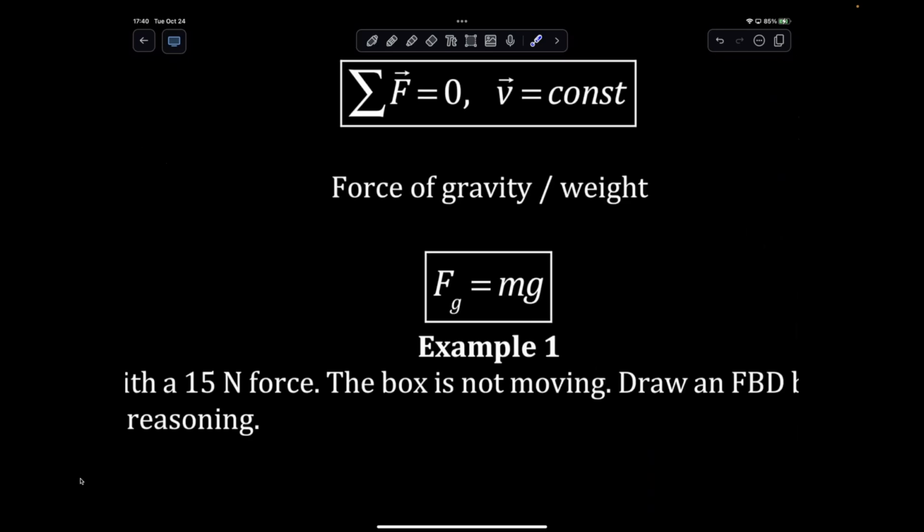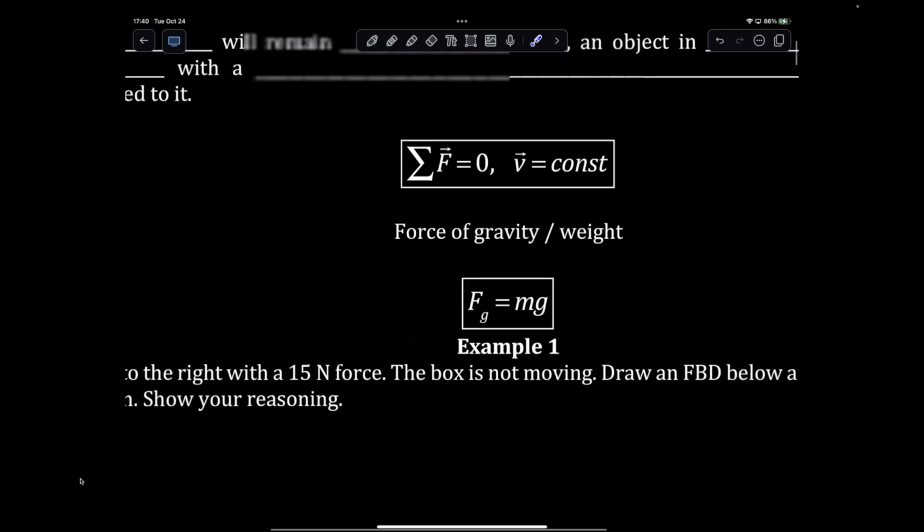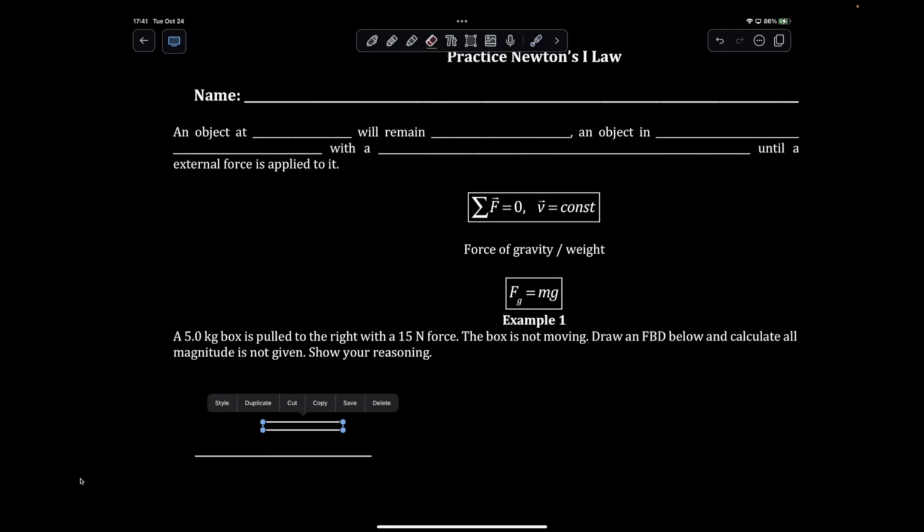Here is the force of gravity, which, remember, g is not gravity, g is 9.8, which is acceleration due to gravity. This is called gravity: mass times g equals force of gravity. So that box is being pulled to the right with 15 newtons. And I also know that the force of gravity is going to be straight down.